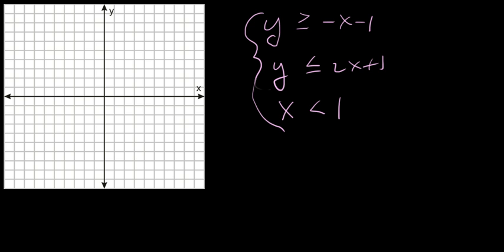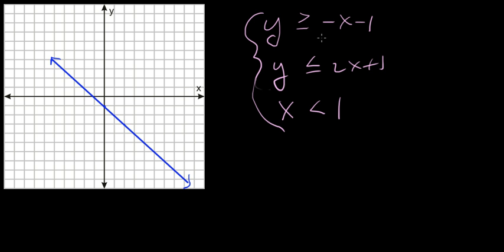So, once again, I'll go to blue. Y is greater than or equal to negative x minus 1. There's minus 1, and negative x means I'm going downhill, and so down 1, right 1, down 1, right 1, and so there's my line. It just kind of goes corner to corner across the plane. Okay? And so there's that line.